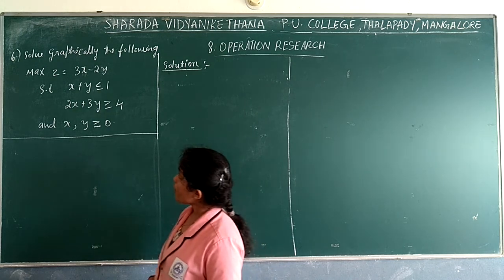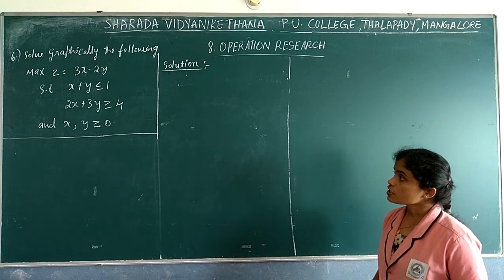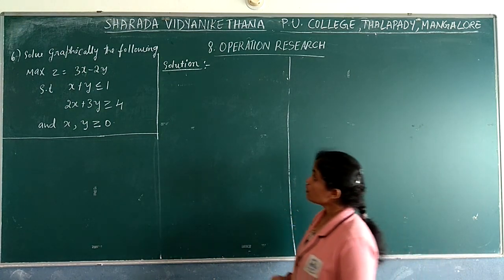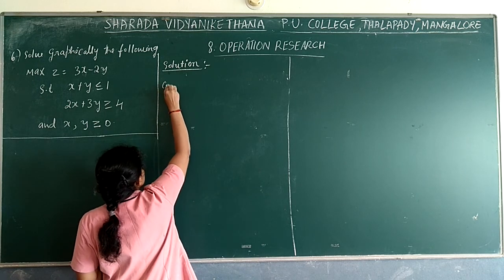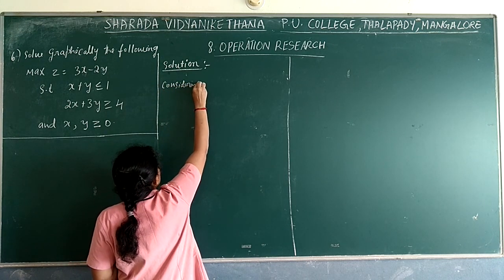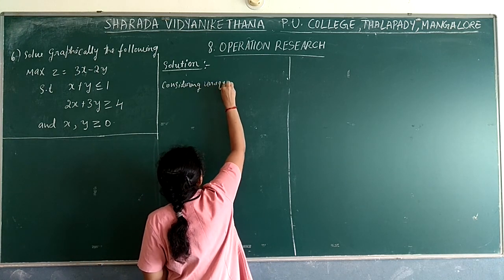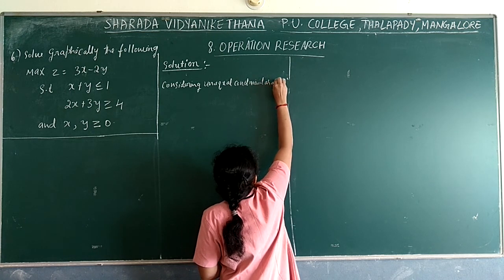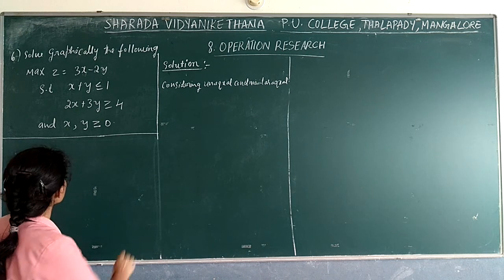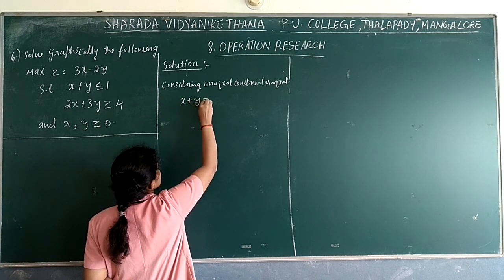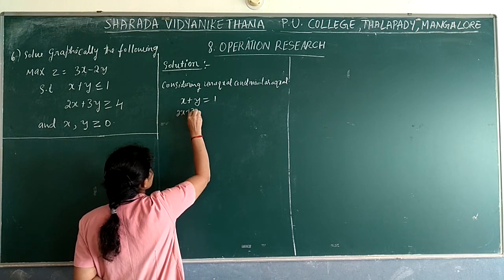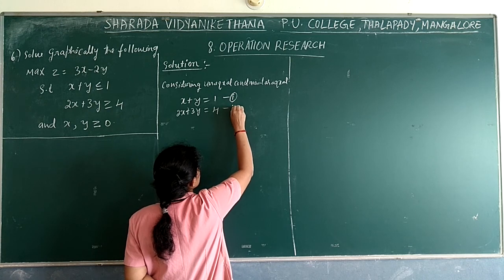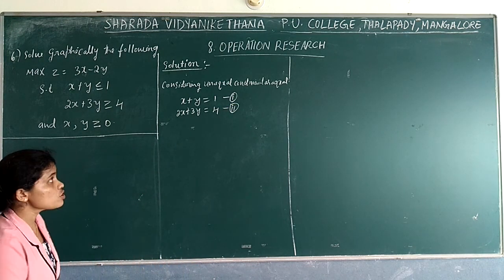So now see the problem. Maximum z is equal to 3x minus 2y subject to the constraints x plus y less than or equal to 1, and 2x plus 3y more than or equal to 4. Now we'll find the values for this, considering the inequality constraints as equal. Take the equations x plus y is equal to 1, 2x plus 3y is equal to 4. First equation, second equation.